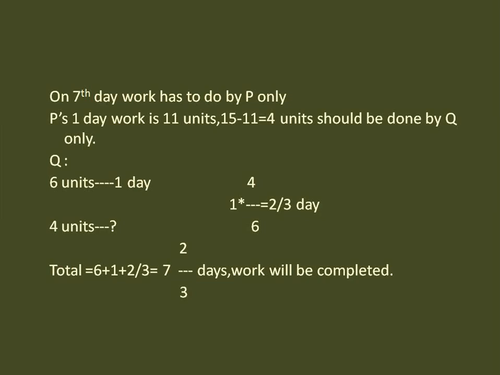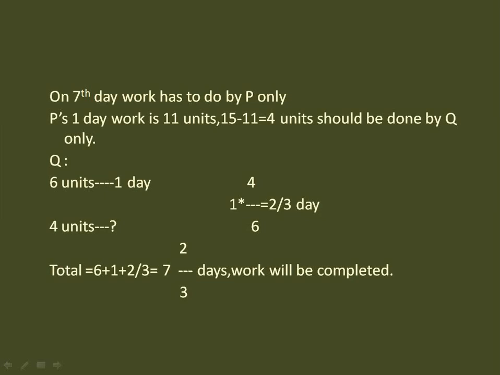Okay, what is Q's capacity? Q can do 6 units per day, but we need just 4 units only. If for 6 units 1 day is required, for 4 units how many days are required? You may get confused with this calculation. Let me explain. You just write the number which is above the question mark, that is 1, and put a multiplication mark, and write 1 divided by, leaving the numerator and denominator empty.